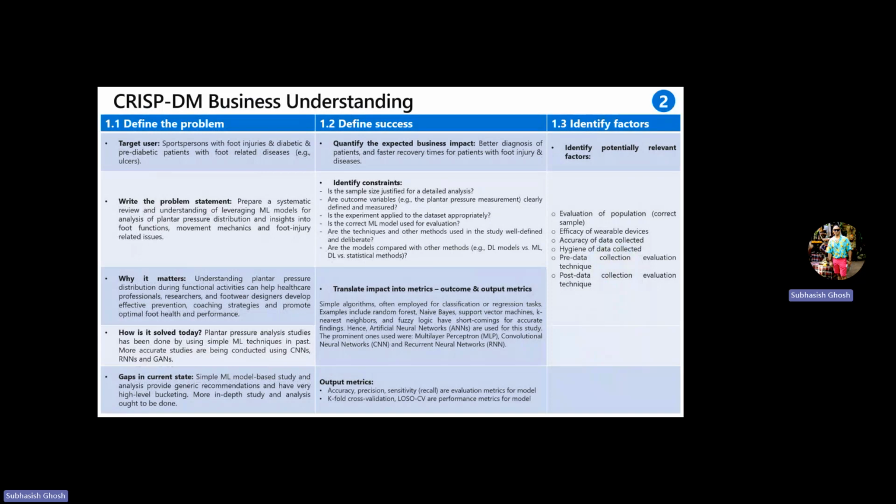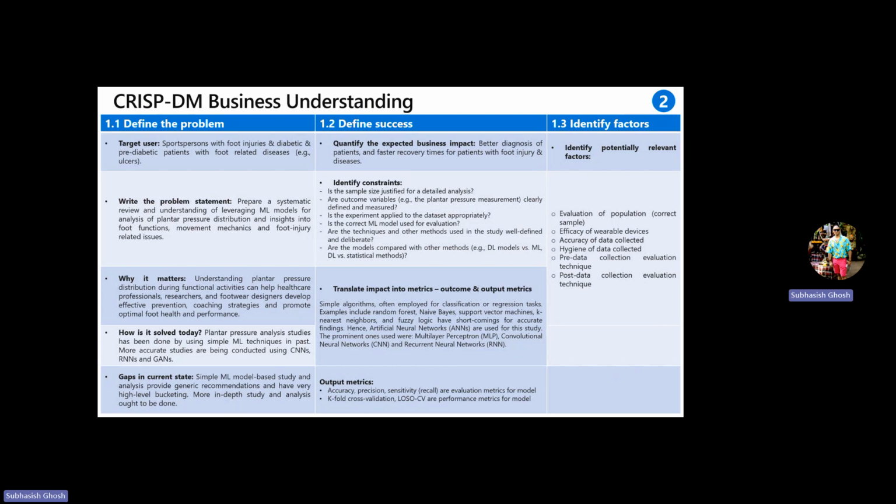So the CRISP-DM business understanding is, as articulated, sports persons or folks with foot injuries and diabetic patients are the target users. We are trying to prepare a systematic review and understanding of different ML models and understand why this matters, because it will help not only in effective prevention, but also in coaching strategies and promoting optimal foot health and performance. Currently, it's done using simple machine learning models, but we are trying to see if evaluation methods across CNNs, RNNs, and GANs provide better results and output. Better diagnosis of patients and faster recovery time is the key objective here.